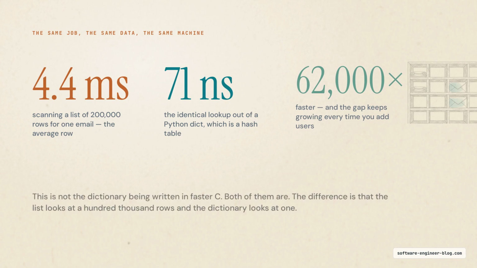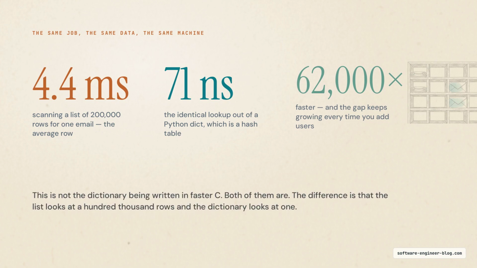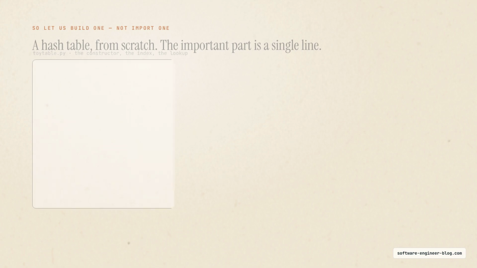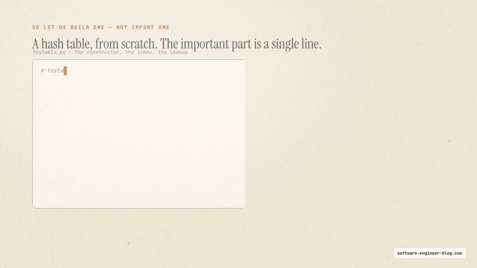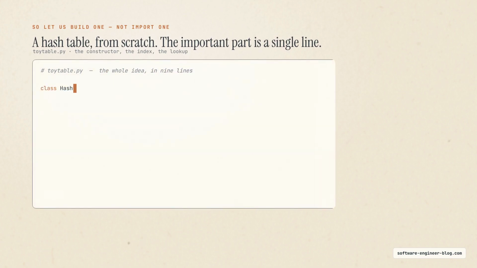The important part is why. It is not that the dictionary is written in faster C code. They both are. It is that the list looks at 100,000 rows, and the dictionary looks at 1. So let's build one, not import one, build one, because it is smaller than people expect. First line, buckets, is a list of 8 empty lists. That is our wall of slots.